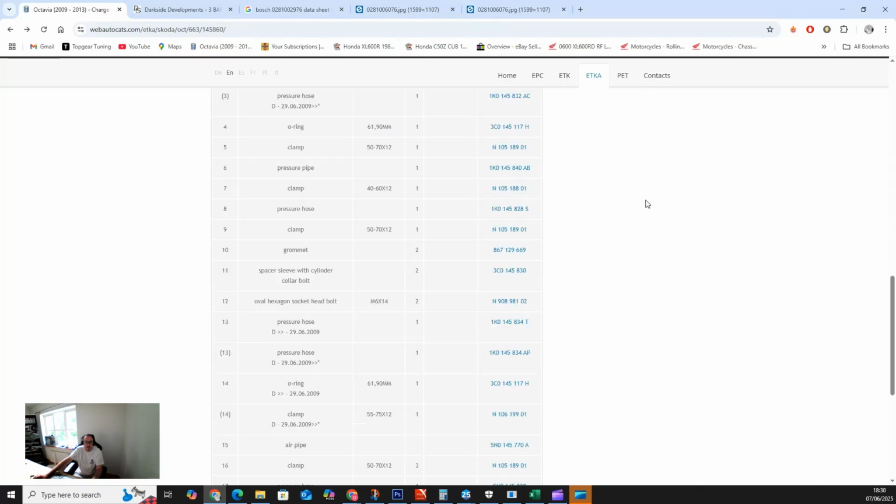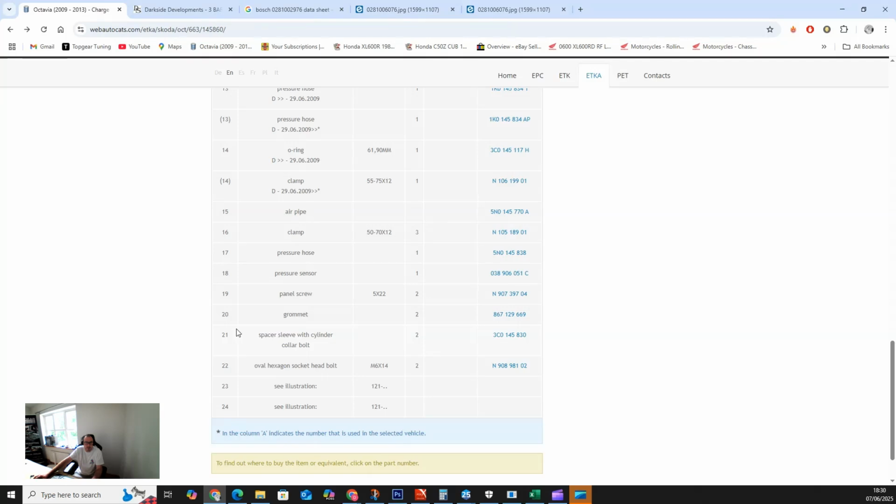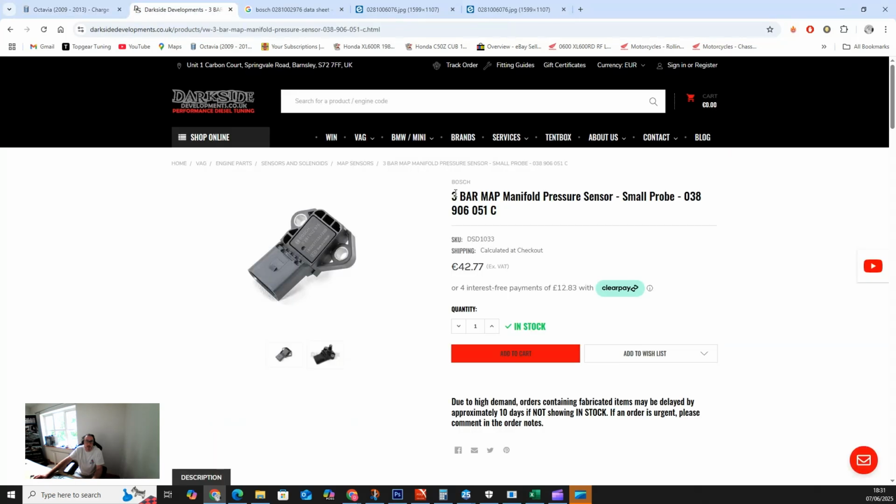Did I mention that? I talk on that. I hope I haven't mentioned that yet. So 051C, and again, if you look on somewhere like Dark Side, there's the 3-bar MAP sensor. Now you say 3 bars, so let's go back into here and talk about this for a second.